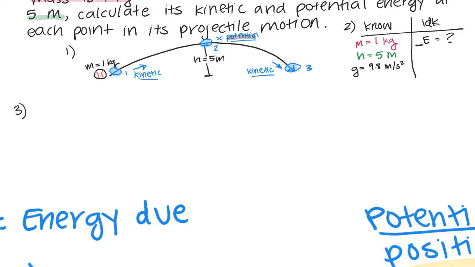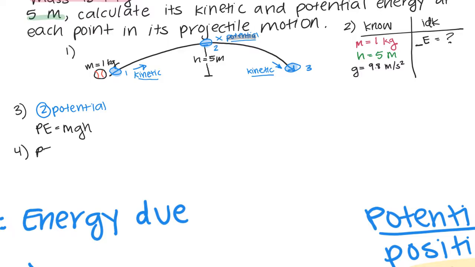So I'm just going to go ahead and solve for position 2 first. I'm going to write at position 2, which is mostly potential energy. We're going to solve for that one first. All right, so we know our potential energy equation is mgh. So now I can go ahead and start plugging things in where they belong and move on to step number 4.